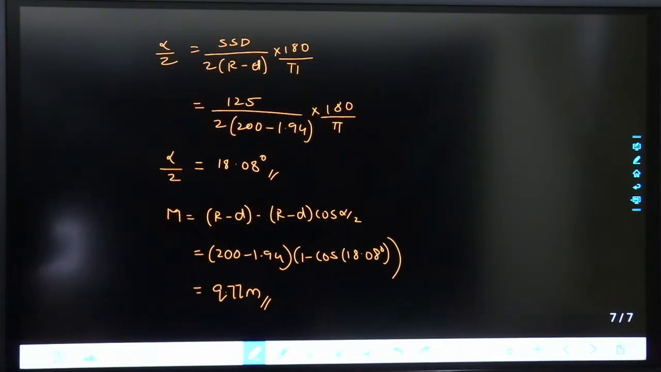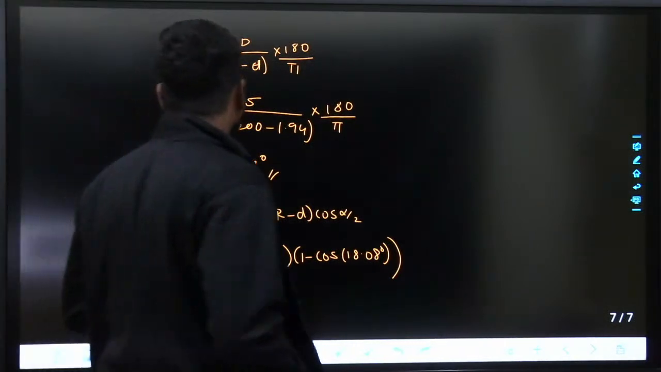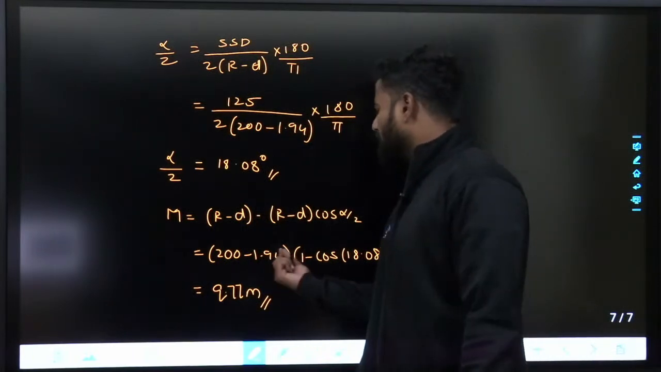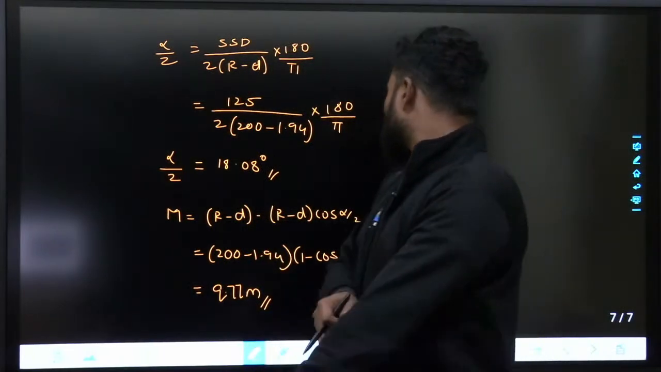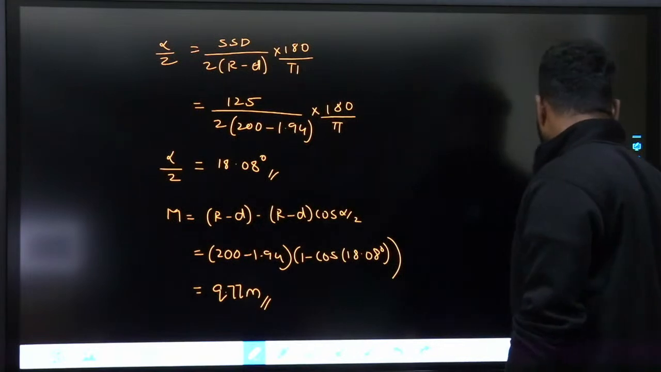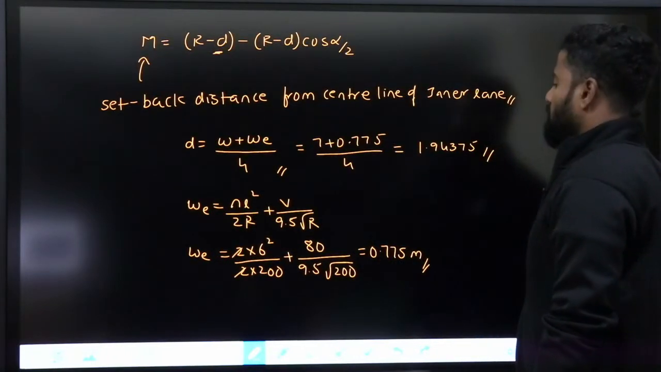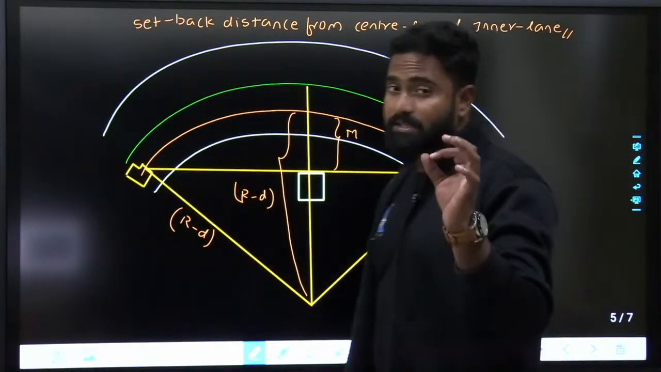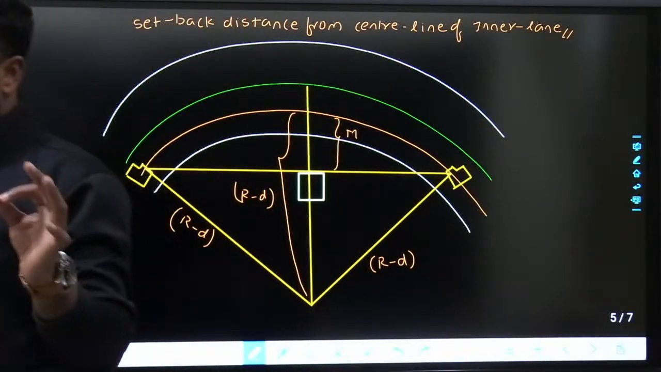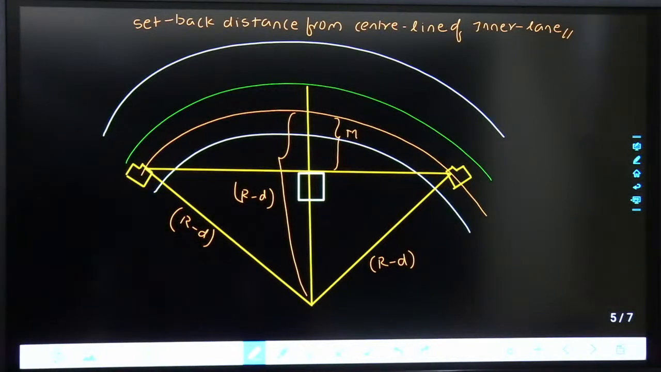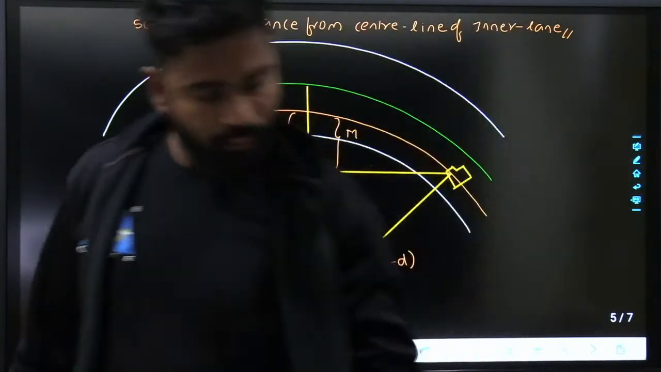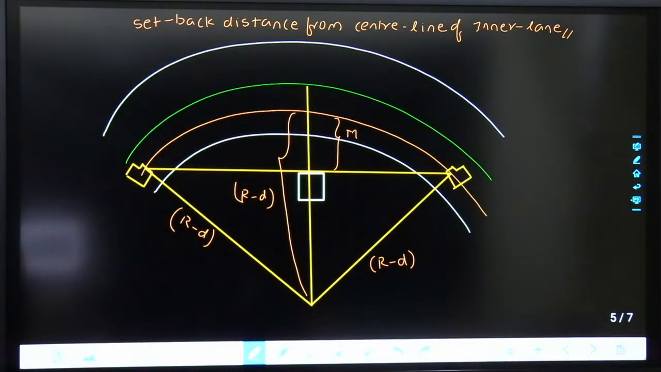You can just say that if you do M minus D also, it would be approximately the same. The difference is only 0.2. You won't see much difference over there. You can do it like that also, no issues. Any doubts up to here? If they are asking setback distance from the center line of inner lane, be very cautious. Any doubts, guys?